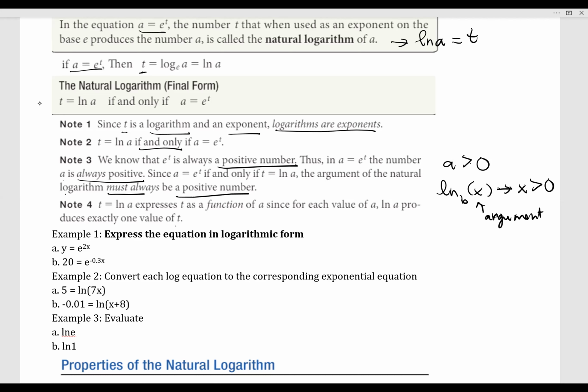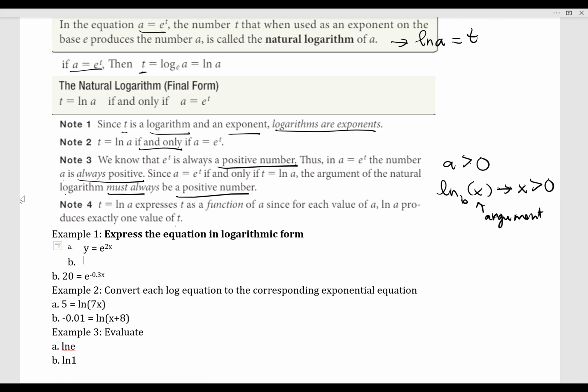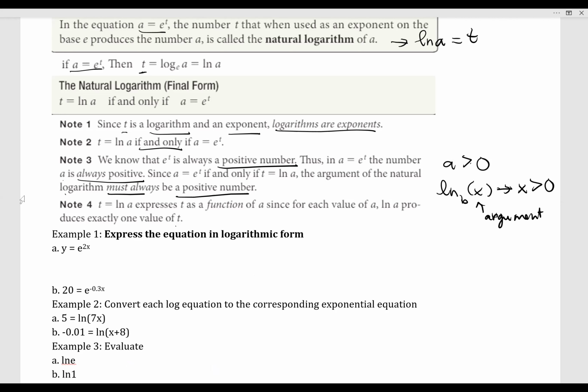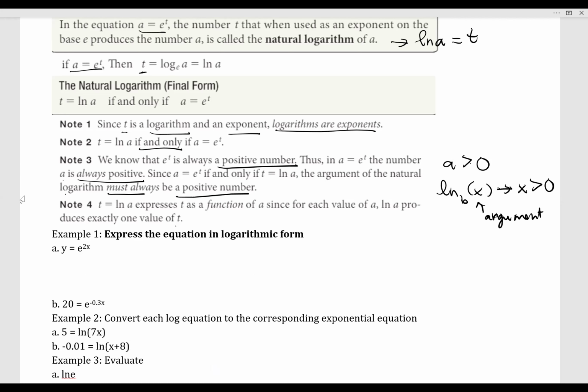Now let's do some examples. In example 1 here, I want to express the equation in logarithmic form. I now have the exponential form, so I'm going to change it to logarithmic form. What is the base in the exponential form here? Everyone should know that the base here is e, right? And the exponent here is 2x.